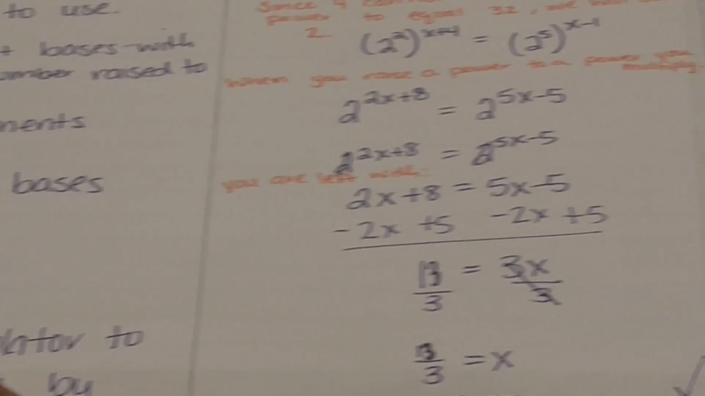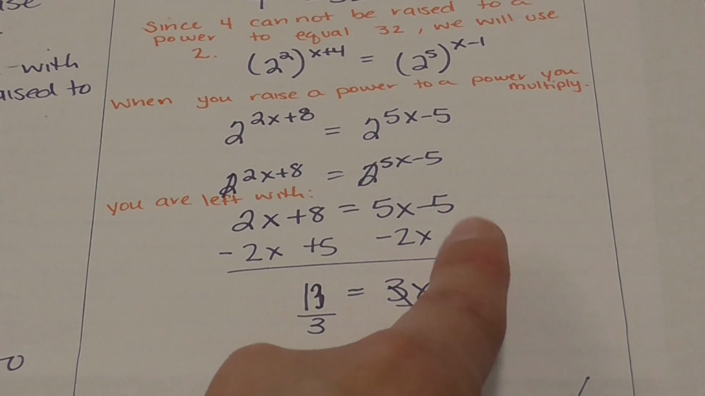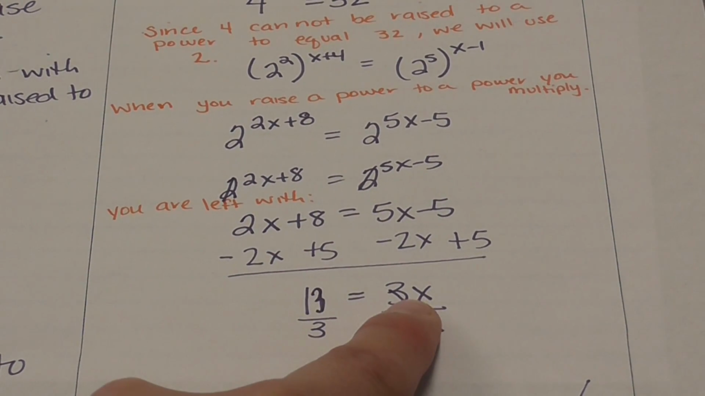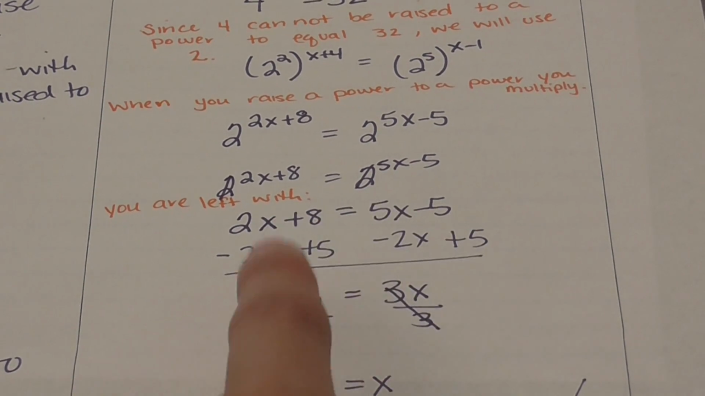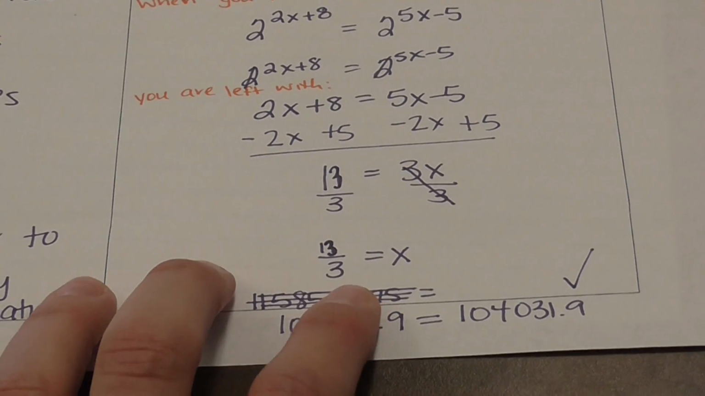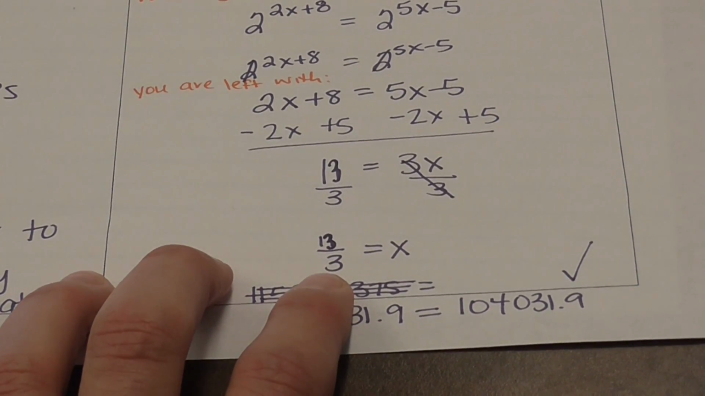I'm going to solve for x. I'm going to get my x's on the right side and my numbers on the left. I'm going to subtract 2x from both sides, which leaves me 3x. I'm going to add 5 to both sides, which leaves me 13 over here. And I end up with 13/3 equals x.